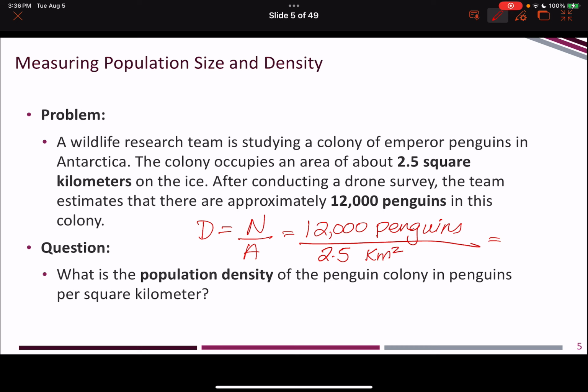square kilometers. So the density of our penguin population is going to be 4,800 penguins per square kilometer. Now we might look at this a year later and look at how the density's changed, or we might compare this to a different population.